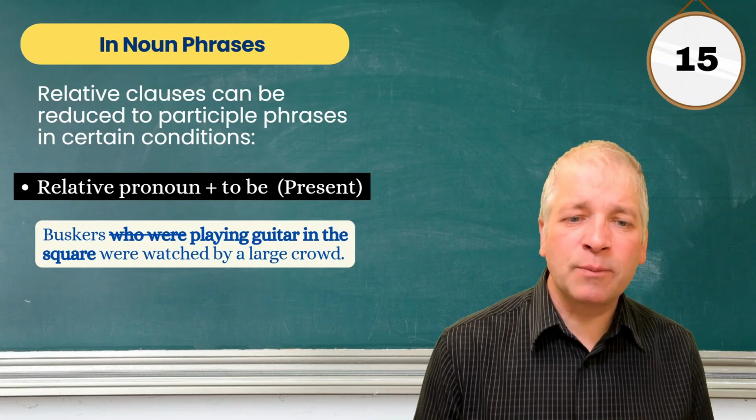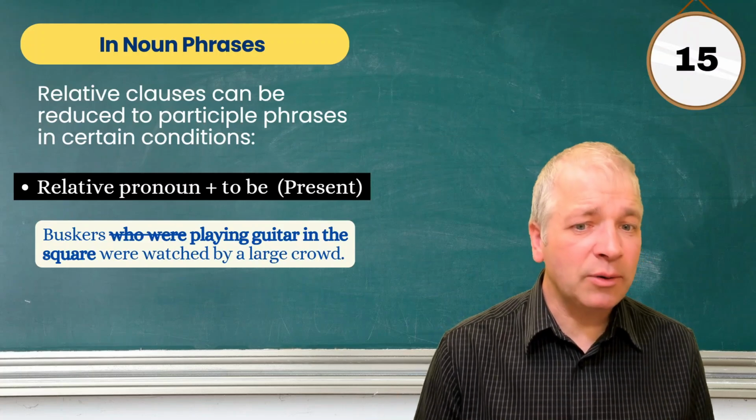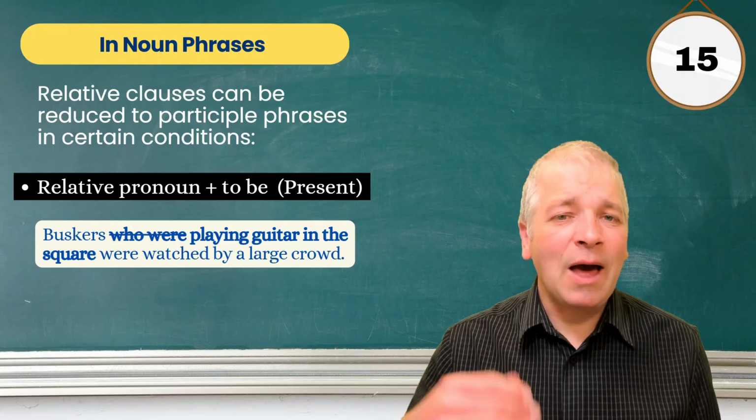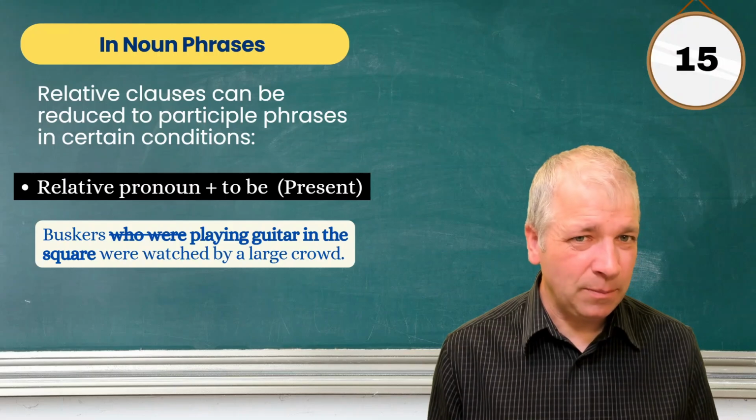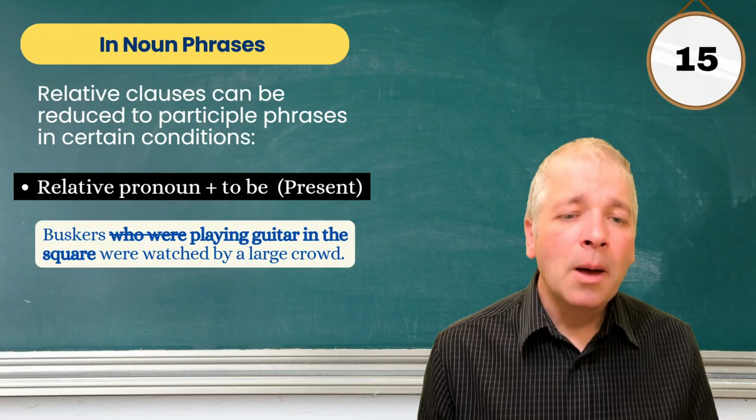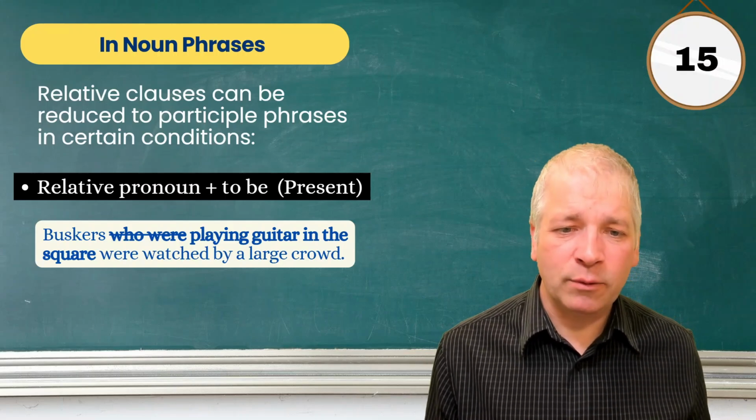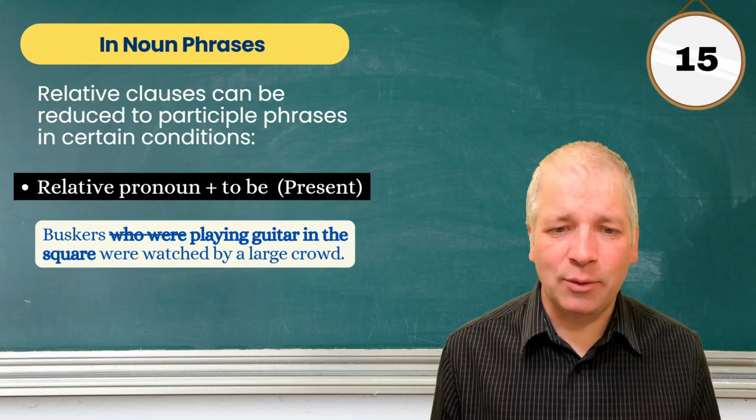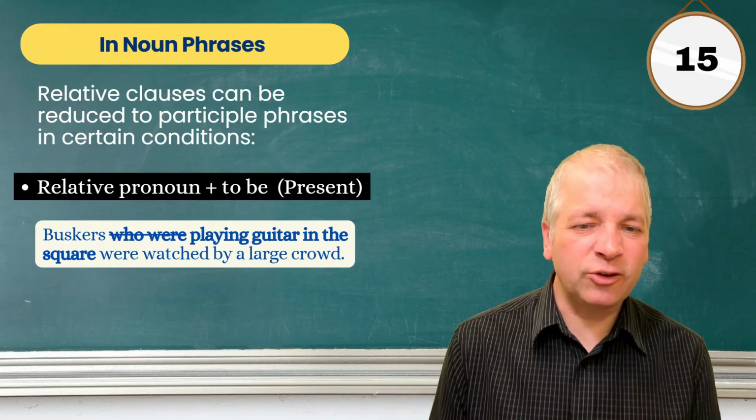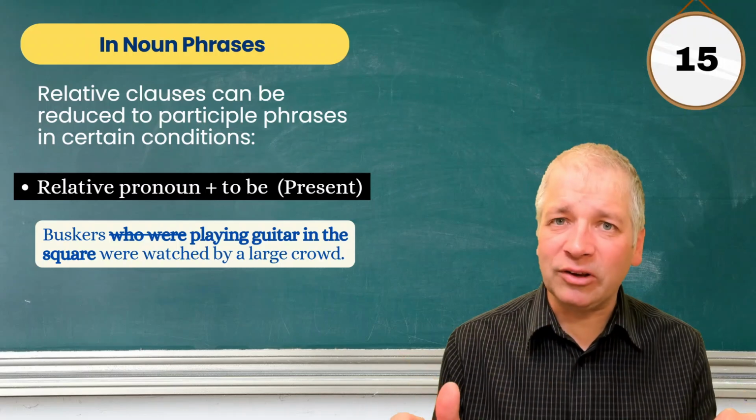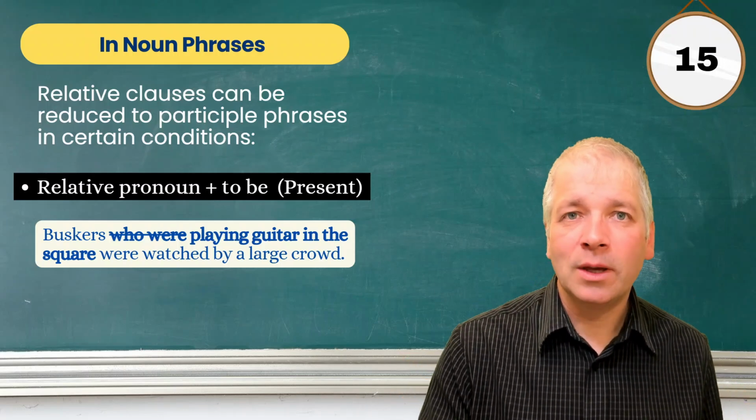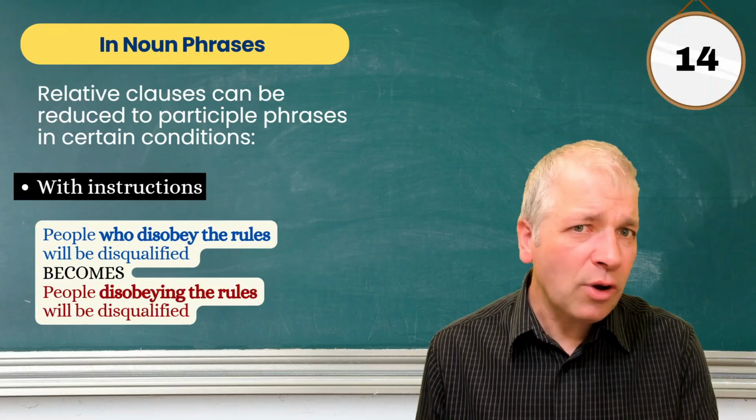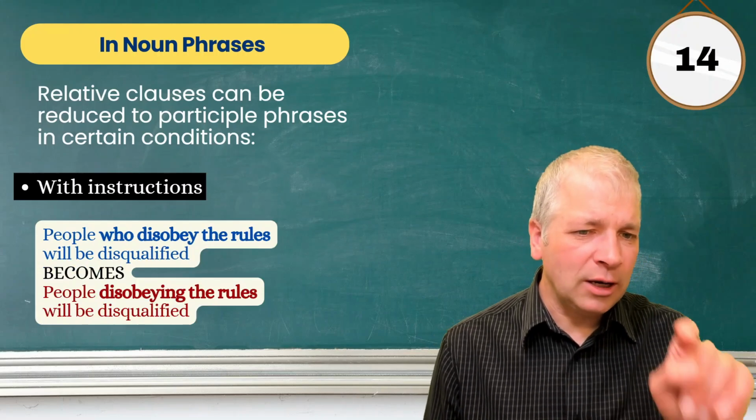Another possibility is when we have the relative pronoun, then to be, and then the present participle. Buskers, so buskers are people who play guitar for money on streets. Buskers who were playing guitar in the square were watched by a large crowd. Who were, relative pronoun plus to be, can be deleted. We can simply say buskers playing guitar in the square. Also with instructions, look at the first one and look at the second one.